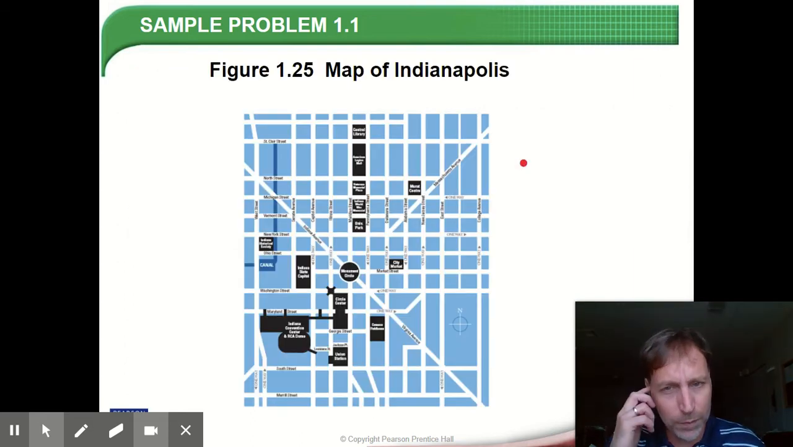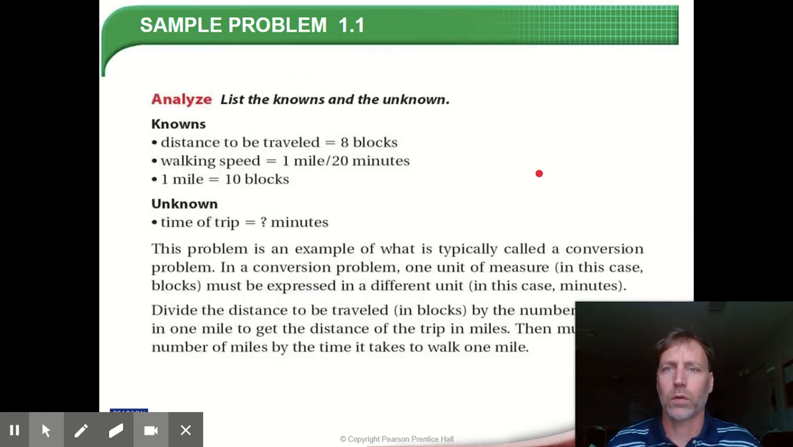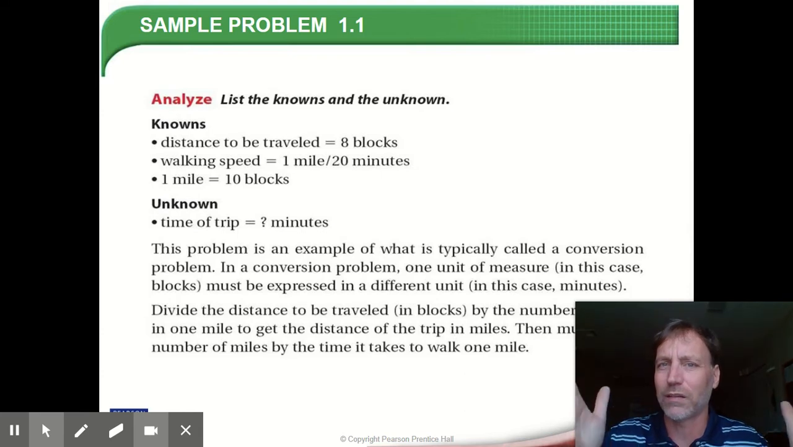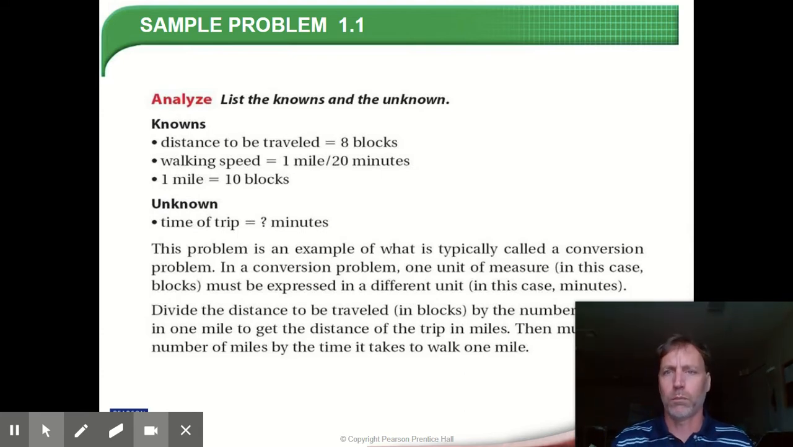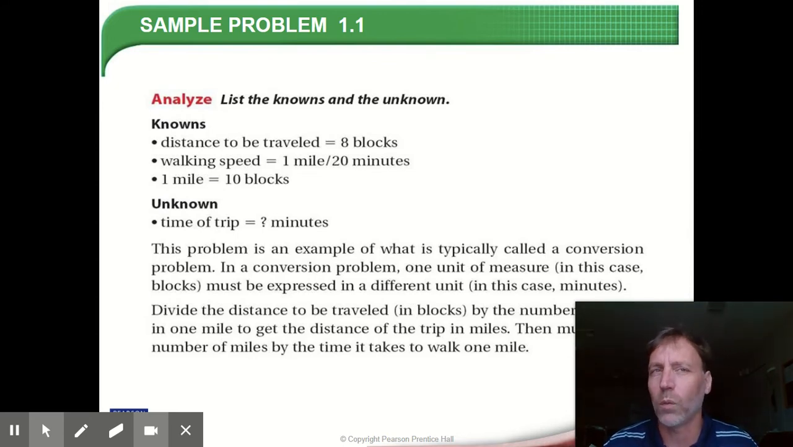Okay, so here's a map. Here's our map right here, and we have a theater, and we're going to walk there. So here's how we're going to do it. What are our knowns? The map is not as important as this right here. We know we need to travel a distance of 8 blocks. That's how we know from one place to the other is 8 blocks. We know that our walking speed is 1 mile for every 20 minutes, or it takes us 20 minutes to walk 1 mile. It's a nice leisurely walking pace.